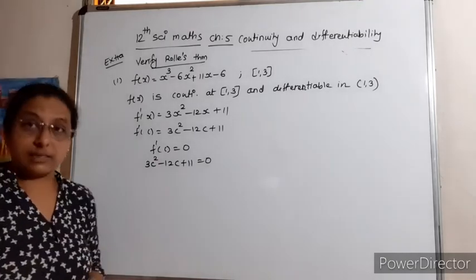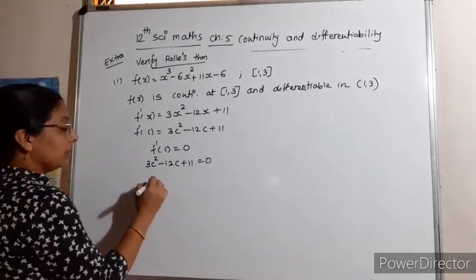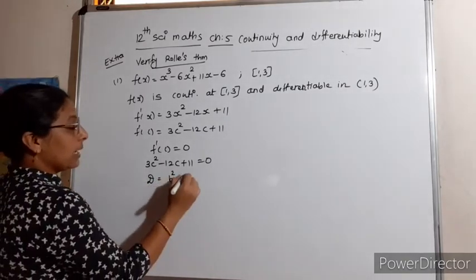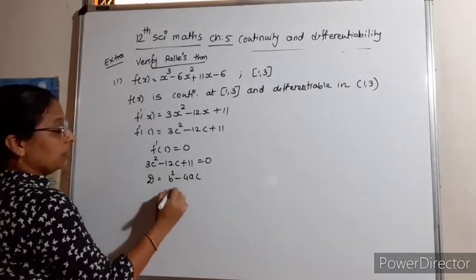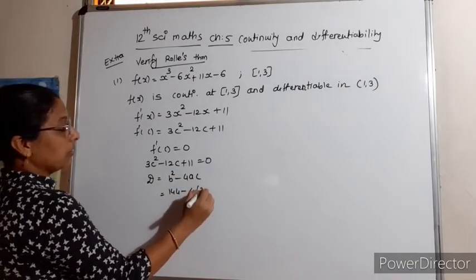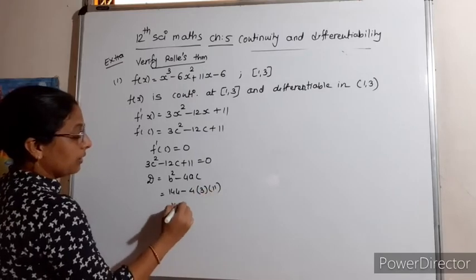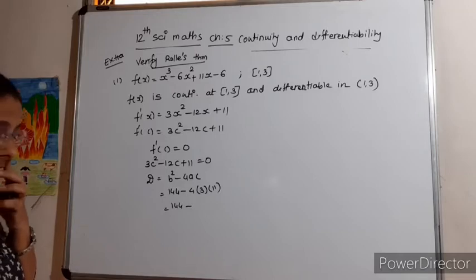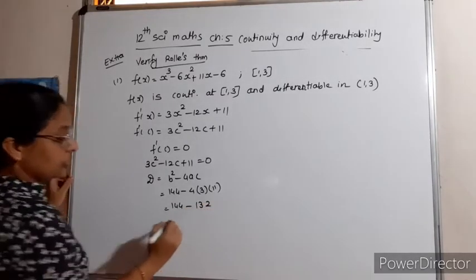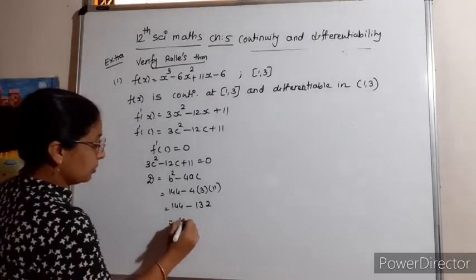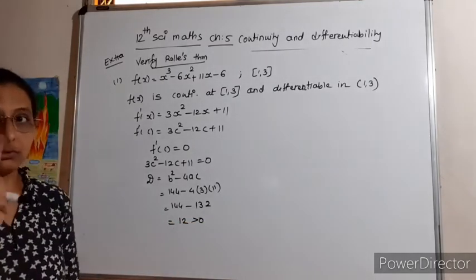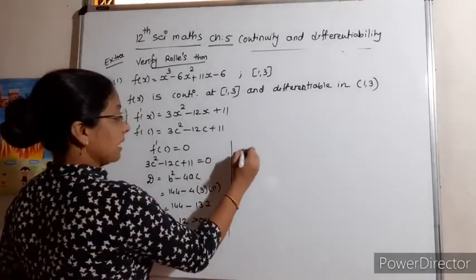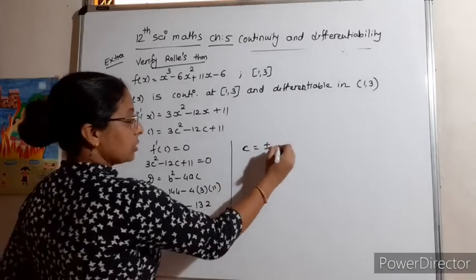So how to find this c? We will find the discriminant D. The discriminant is b² − 4ac. So 144 minus 4 times 3 times 11. So 144 minus 132, right? Yes, it is 132, and therefore D is equal to 12, which is greater than 0. So two real roots are possible. Which is the real root? We can say that c is equal to plus or minus.